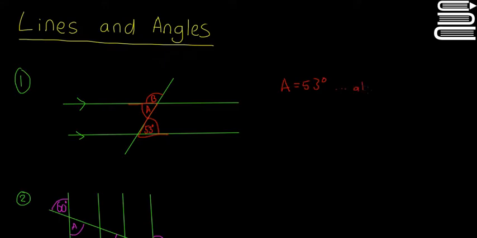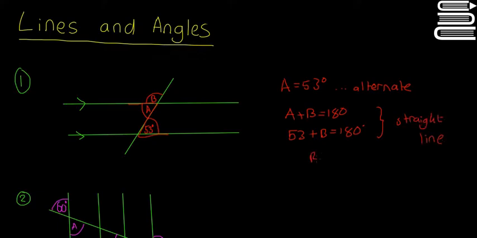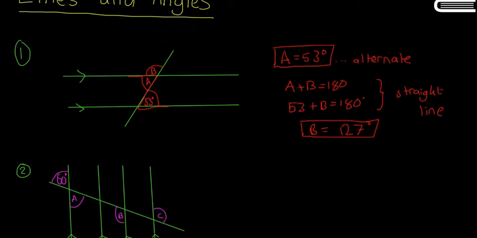I'm just going to write alternate, just so that we can show how we got that. And then as well, we should know what B is, because A plus B is going to be equal to 180. So that means 53 plus B is equal to 180. And this is because it's a straight line. And that means that B, if you put that into your calculator, is going to be 127 degrees. Okay, so we have A is equal to 53 and B is equal to 127. So that's the first one. That should have been easy enough. We'll go on to the next question.